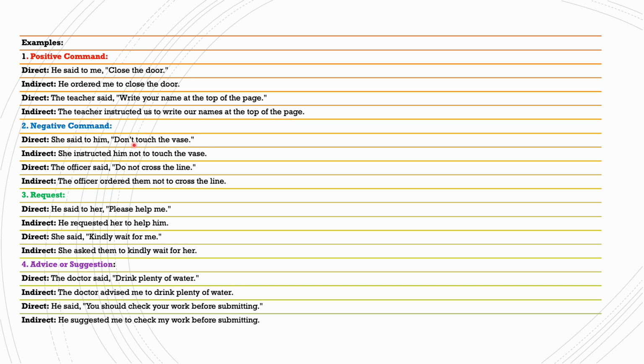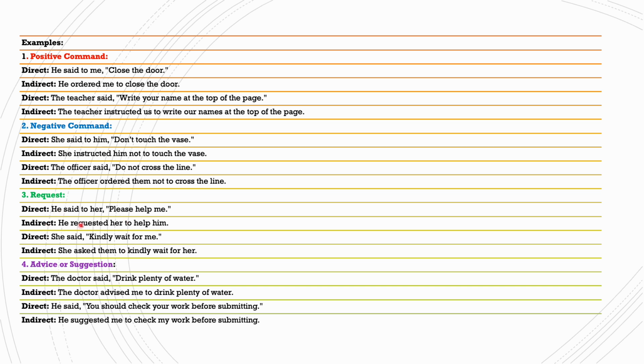Now in case we have a negative sentence, instead of to the verb, we will be using not to. That is a negative part. So here again it will be the officer said, do not cross the line. Since he's banning it, it will be an order given by the officer. So it will be the officer ordered them not to. Instead of to, we will be using a negative form. Do not is there, so it will be not to cross the line.